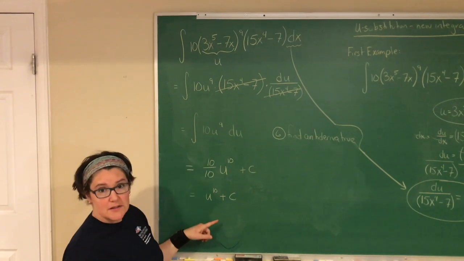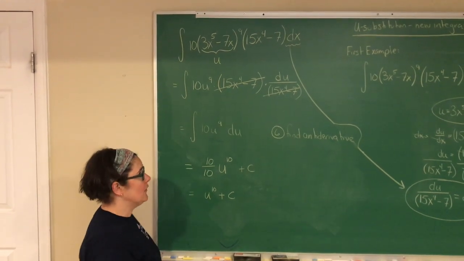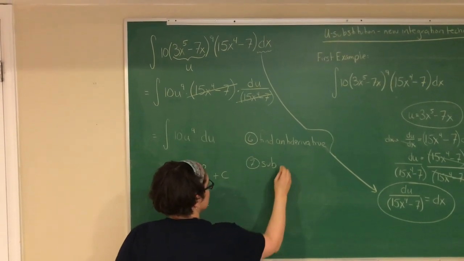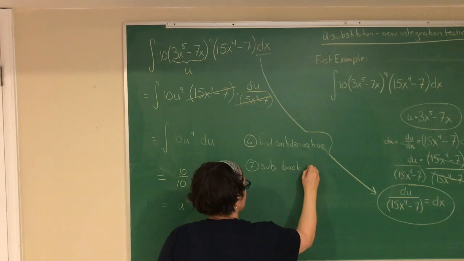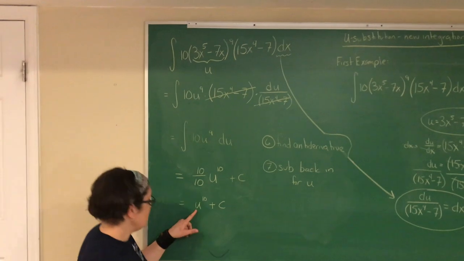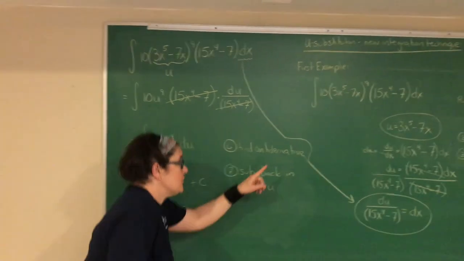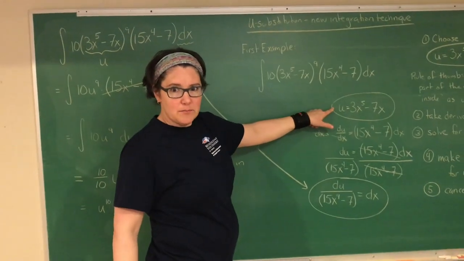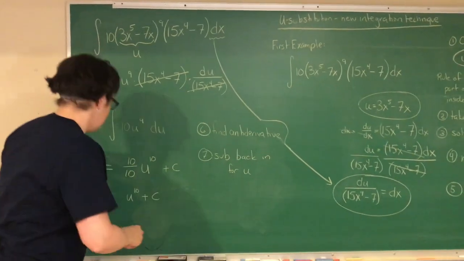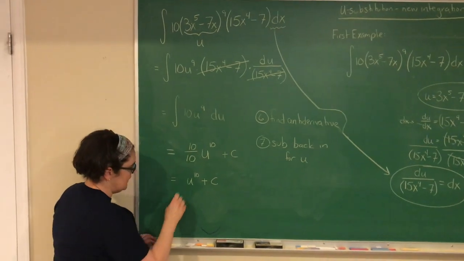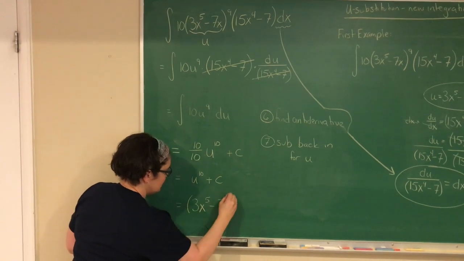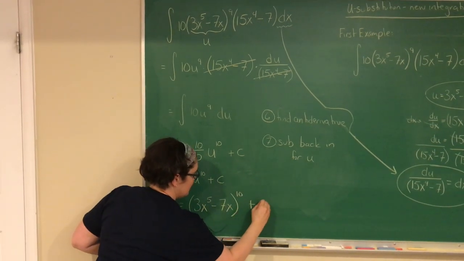So we just found our antiderivative, and our final step in this whole process, step 7, is to substitute back in for our u value. So in our case, we have u to the 10th. Our choice for u, and I'm glad that I circled it so I could find it again, my choice for u was 3x to the 5th minus 7x. So down here, instead of a u, I have 3x to the 5th minus 7x raised to the 10th plus c.